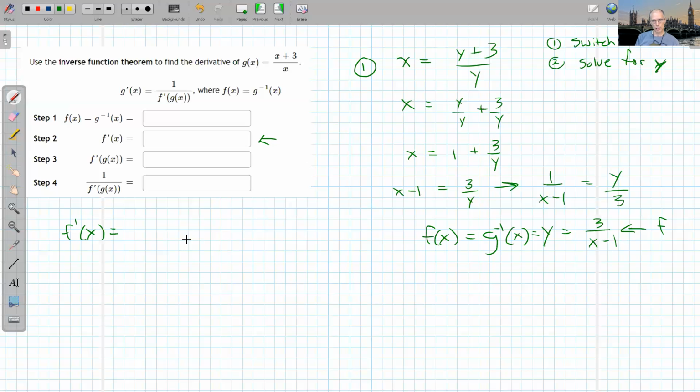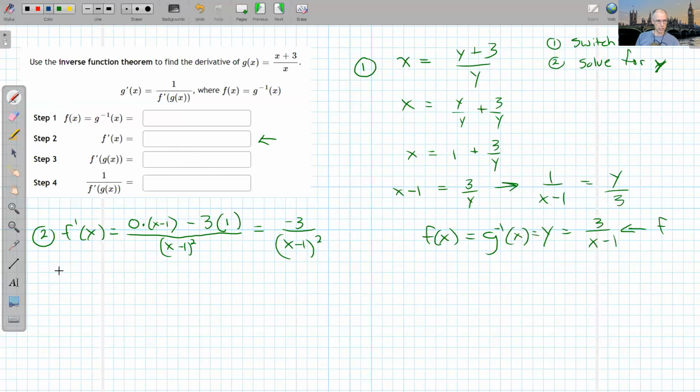let's use the quotient rule on that. Quotient rule says take the derivative of the numerator, which is 0, times the denominator, minus the numerator, times the derivative of the denominator. Derivative of x minus 1 is just 1, all divided by the denominator squared, which is, let's see, negative 3 over x minus 1 squared. So that's the derivative of this inverse function. And remember, these functions are inverses of each other. So step 2 is right here.